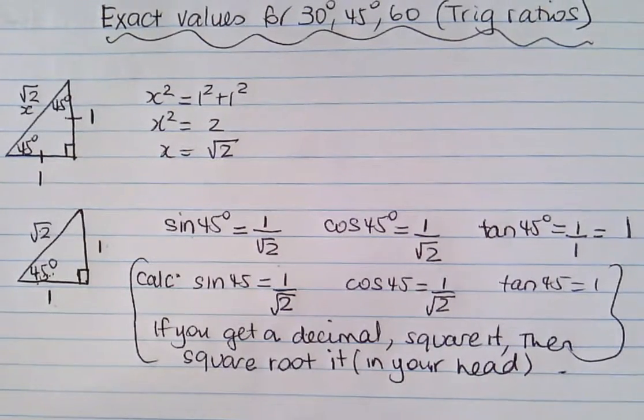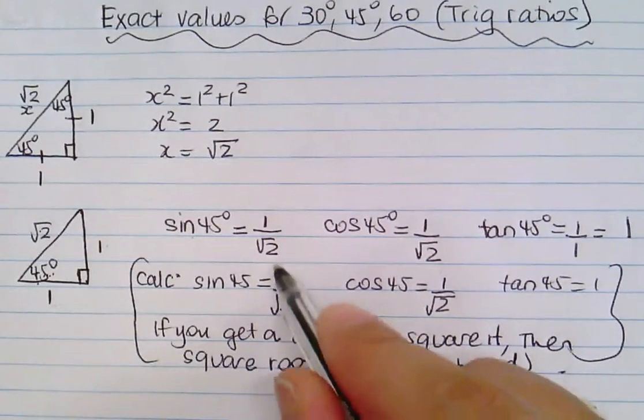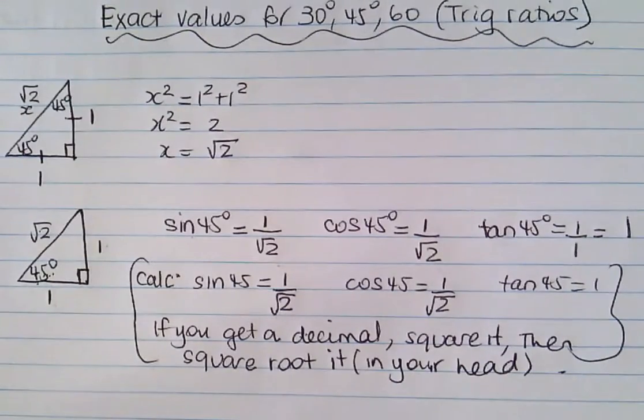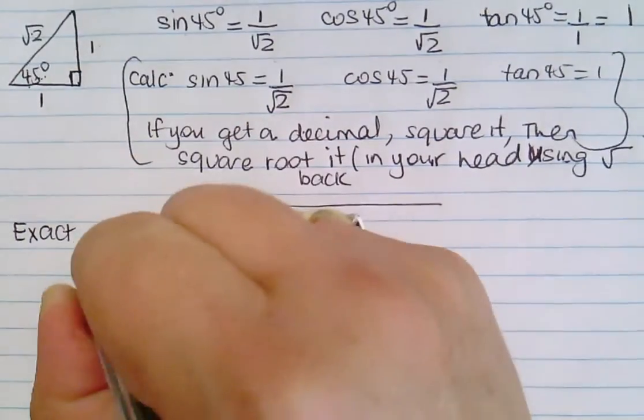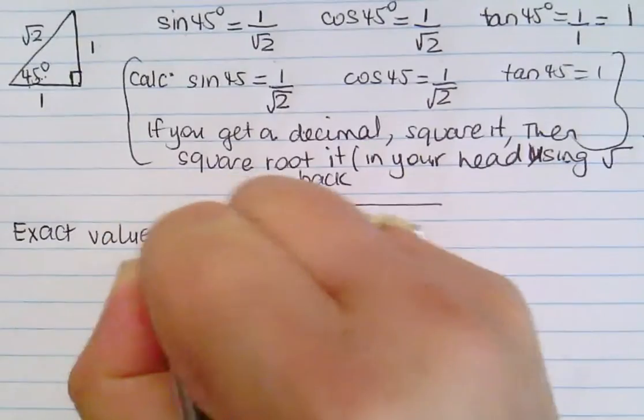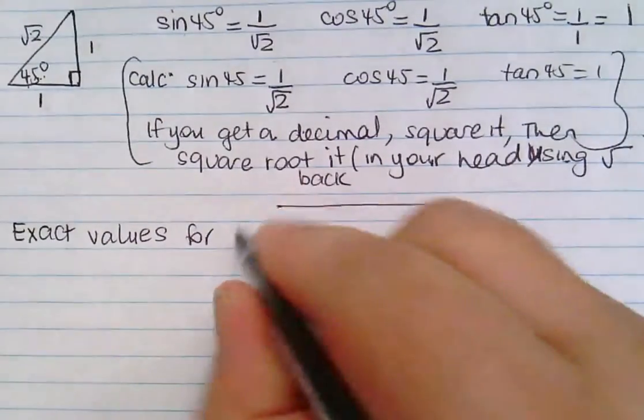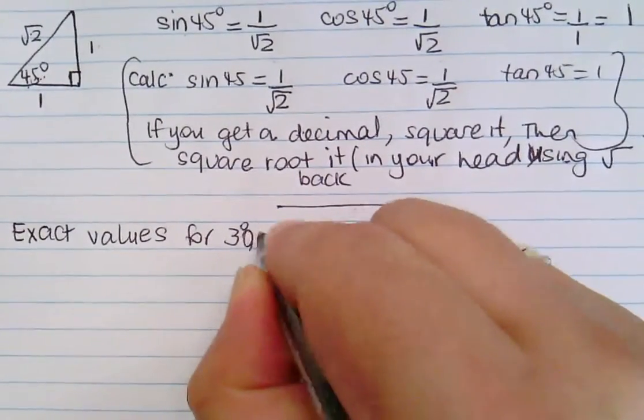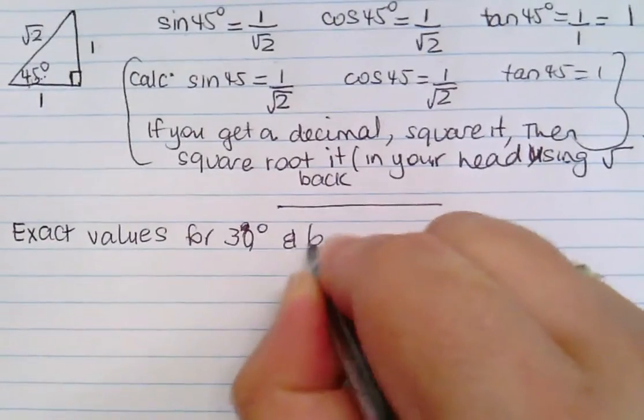But you square root it back by just going square root of 1 is 1, square root of 2 is the square root of 2. Because on your calc, when you squared it, you got a half. Opposite of squaring, you know, squaring the little 2, opposite is square root. So that was the exact value for 45.